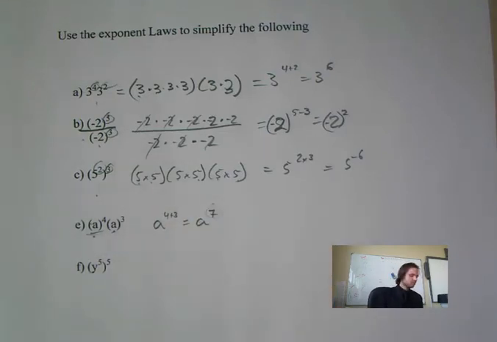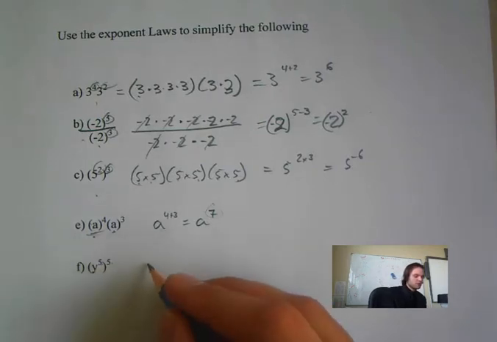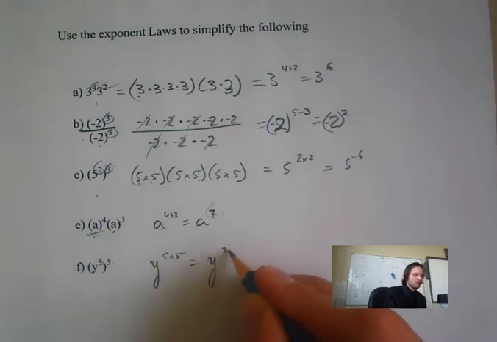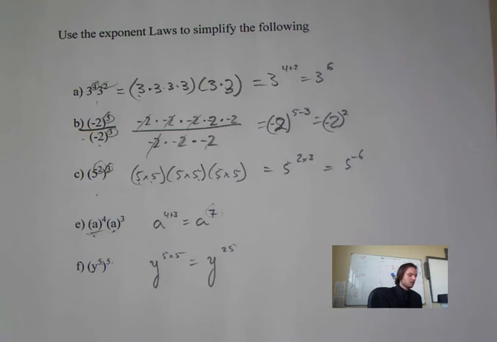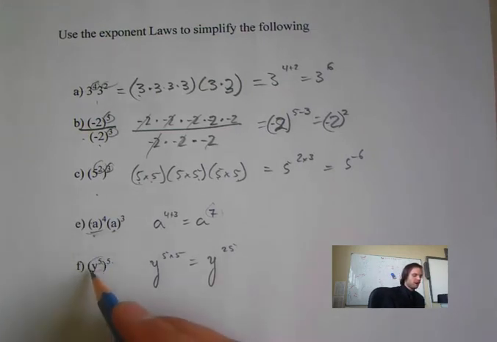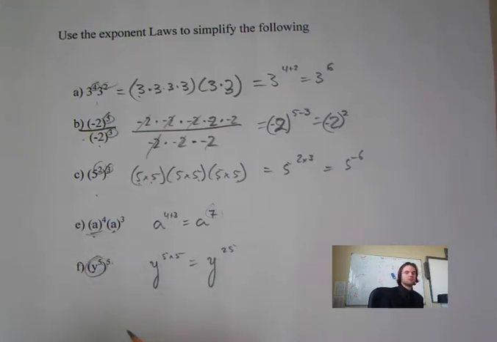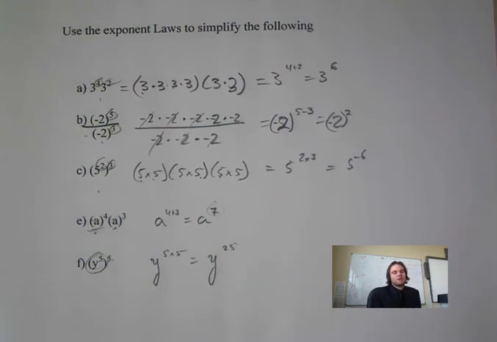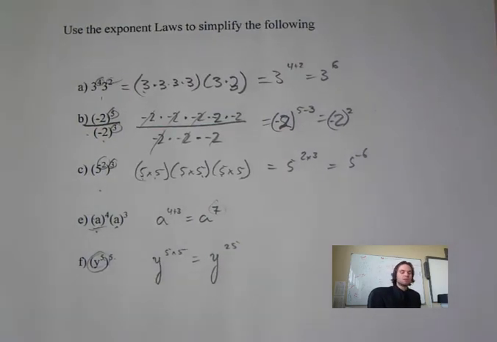Okay? Next one is y to the power of 5. This is power to a power. So that's going to be y to the 5 times 5, which gives me y to the 25. That's it. Because I have y to the 5, and I have 5 groups of just this. So it's going to be 5 y's, and another 5 groups of that is, 5 groups of 5 is 25. Okay?